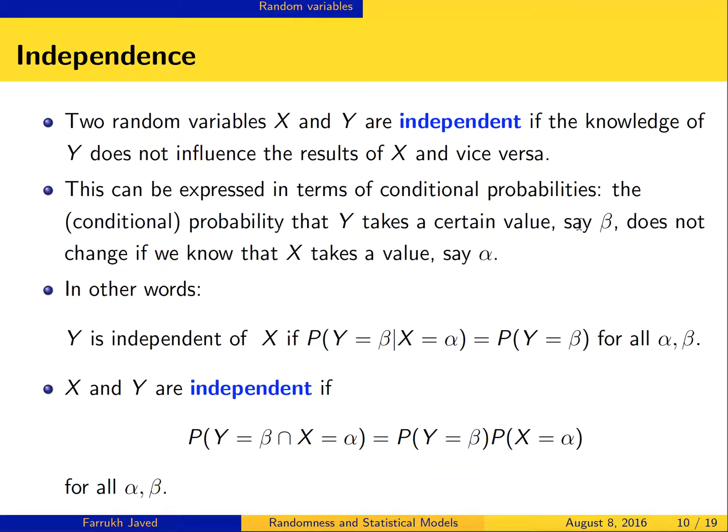In other words, if y is independent of x, it means that if we evaluate the probability of y being beta conditional on x being alpha, and that probability is exactly equal to the probability of y being beta, then x plays no part in the outcome, and that's why we say that y and x are independent. If they are independent, the joint relationships can simply be evaluated through the product of individual relationships. So the joint probability can simply be evaluated as the product of the individual probabilities if they are independent.